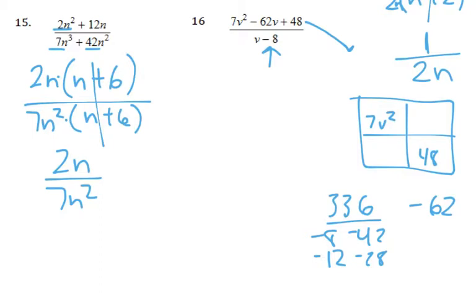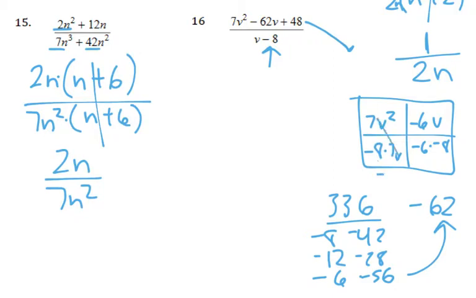Okay, so I had to do some extra work, but I found it. Negative 6 and negative 56. Because that would add up to negative 62. So negative 6v, negative 56v. Now, 48, we can change that one. That's like negative 6 times negative 8. 56, we can change that one. That would be like negative 8 times 7.